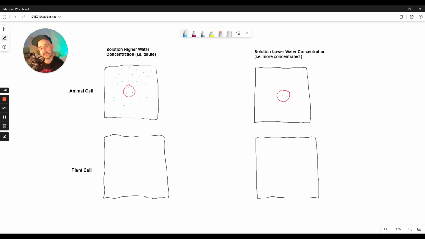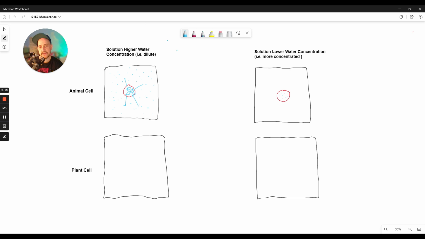If you put the cell into this pure water or this more dilute solution, water is going to move by osmosis from outside the cell to inside the cell. And that's going to cause the cell to swell, as it fills with water. Now, animal cells don't have a cell wall. So if they swell too much, they're eventually just going to pop and burst, and so that cell will die, and you will have no cell.